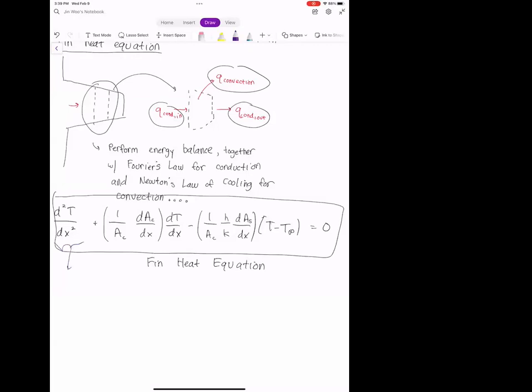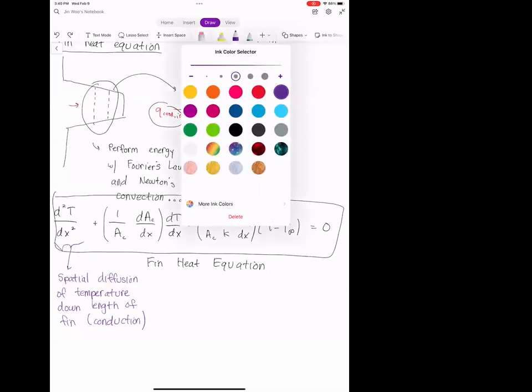Okay, so let's look at this term first, right? So we have a d squared T dx squared, and this is probably our most familiar term so far, because if you remember from Cartesian heat transfer, this basically just represents the spatial diffusion of temperature through conduction down the length of the fin. Okay. And so that first term right there is just pure conduction. Okay. So just like we have in our Cartesian heat equation. So let me use a different color for this one. Let me use green.